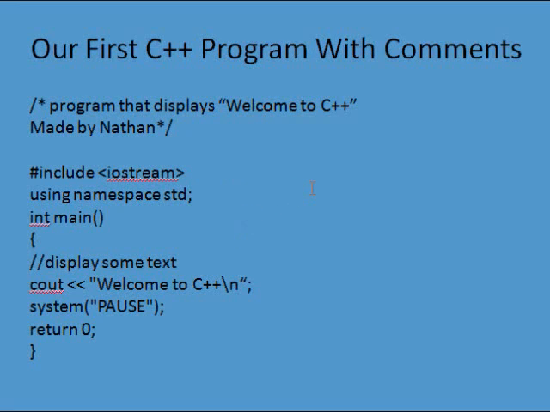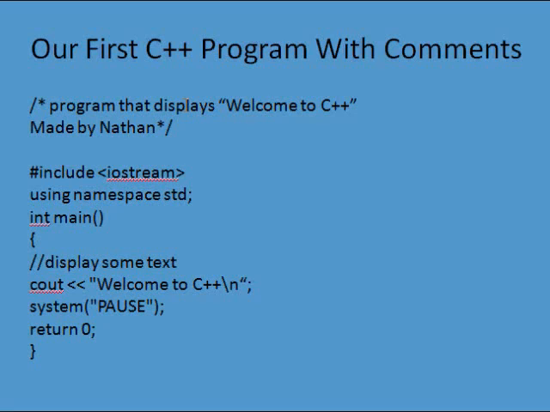So here I used the same C++ program, except this time I put a few comments in, and up here at the top I used a multi-line comment. It says program that displays welcome to C++, and then made by Nathan. And then I have our program here, and you can see I put a single line comment right before the welcome to C++ that says display some text. So I can read that and know that this following line is going to display some text. That really helps me know what the program is, and a lot of people use the multi-line comments at the beginning to display descriptions of what the program is and who made it and the date it was written on. So really that's a good habit to get into.